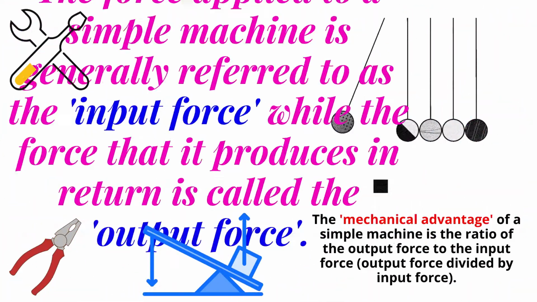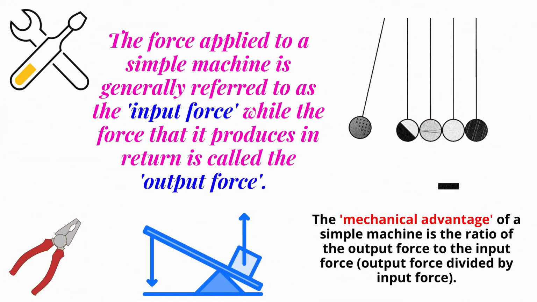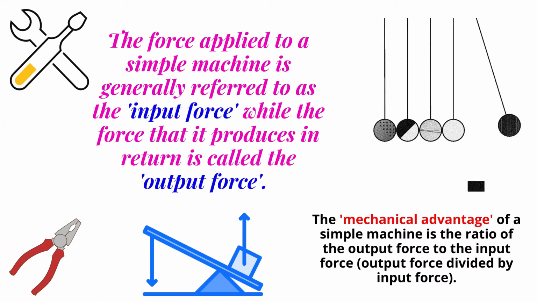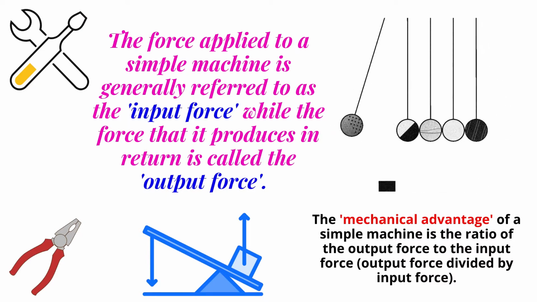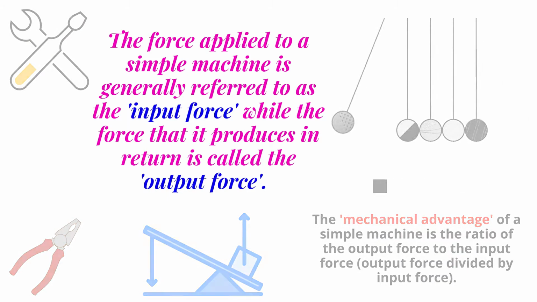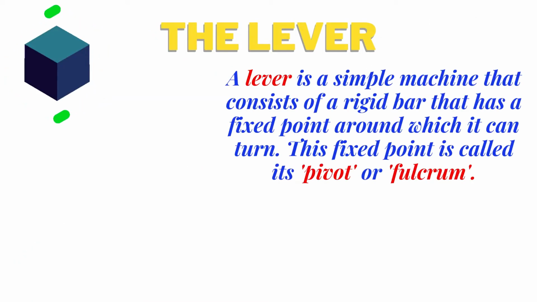The pulley. The force applied to a simple machine is generally referred to as the input force, while the force that it produces in return is called the output force. The mechanical advantage of a simple machine is the ratio of the output force to the input force.